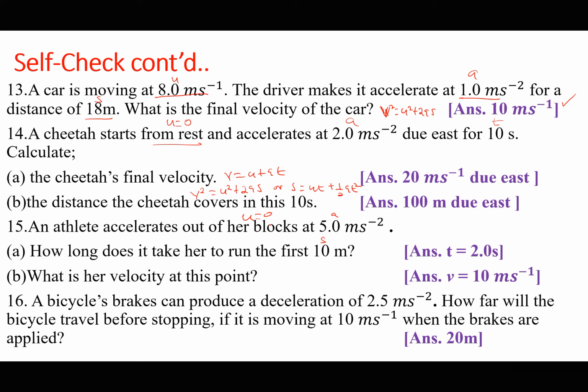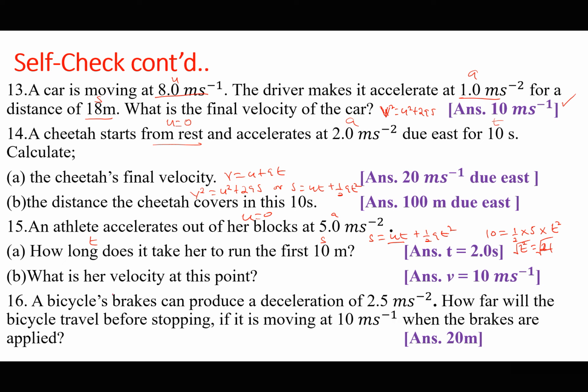So here we shall use s equals ut plus a half at squared, where u will be 0, s is 10. So I'll say 10 is equal to a half times 5 times t squared. So this gives you t squared as 2 times 10 divided by 5, which is 4. Then you get the square root, which gives us 2 seconds.